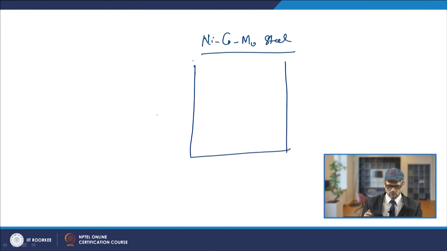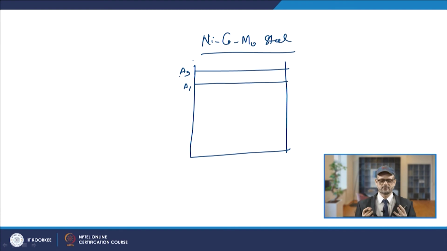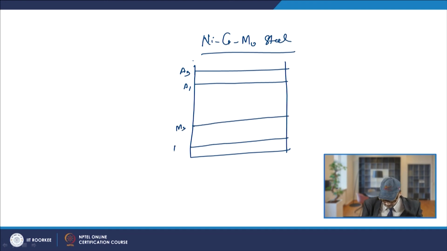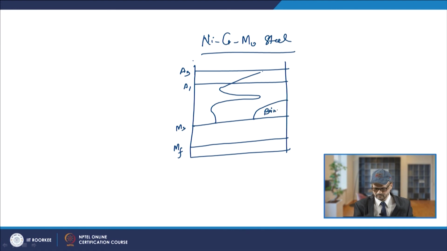So, what happens is that if this line is A1 and this line is A3, and this is your MS and MF temperatures, then if you try to see the curve, it goes like this way. And this is your martensite zone, and towards this side you will have alpha plus pearlite, you will have another zone which will be coming here, and this will be alpha plus gamma plus pearlite, and you will have gamma plus alpha.